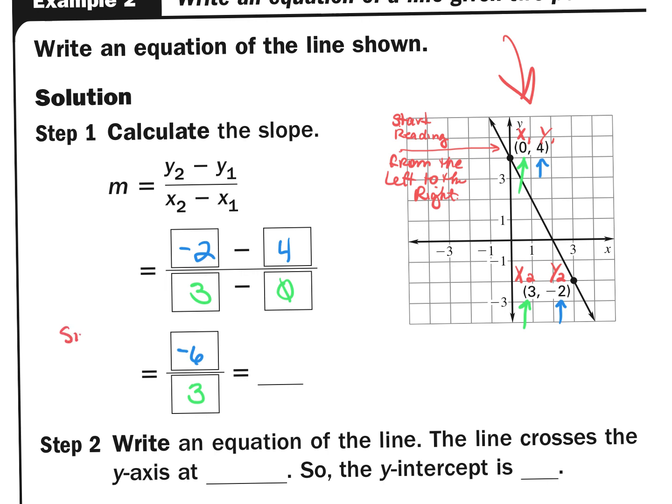Simplify the fraction. So when we divide -6 by +3, we get -2. And that is our answer. For step 1, we've calculated the slope. So this is the slope.